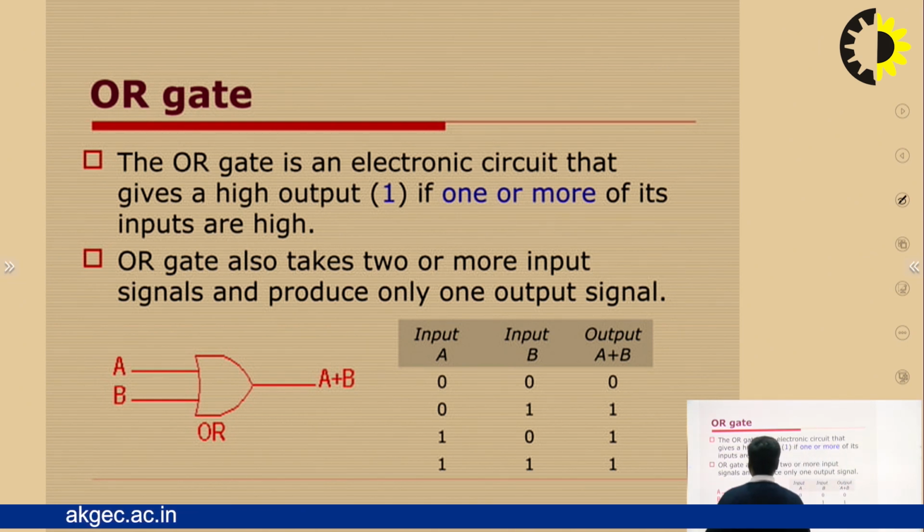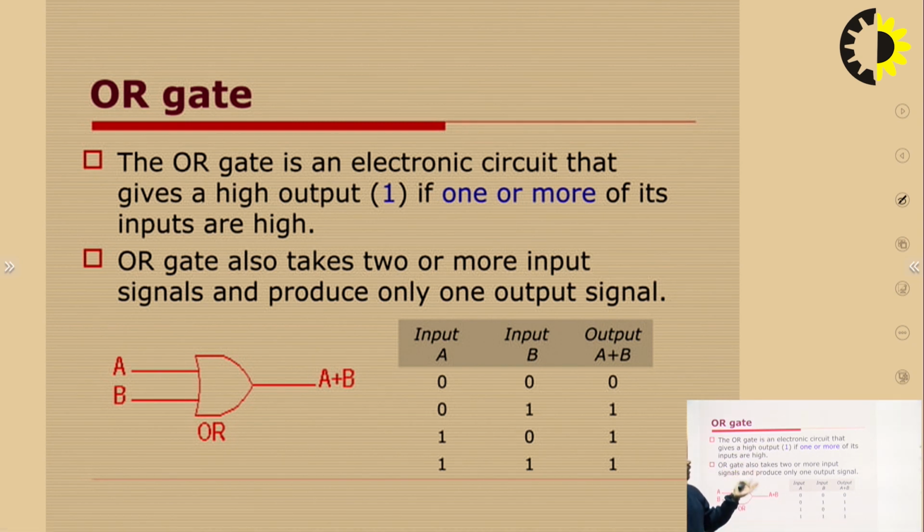This is the OR operation. The OR gate is an electronic circuit that has a high output 1 if one or more of its inputs are high. It means if any input has the high volt, we take it as high. The truth table is 0 0 0, 0 1 1, 1 0 1, 1 1 1. This is the output, and this is the diagram of the OR gate, A plus B, with the values A and B.